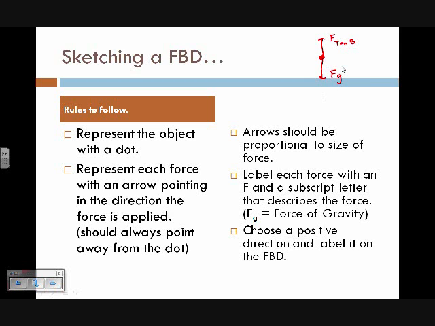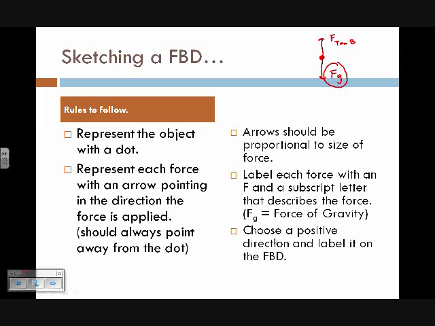You're also going to want to make sure that you label each force with an appropriate subscript letter that describes it. So F subscript G is going to be equal to the force of gravity. We could do F subscript A for the force of air resistance if we wanted to.